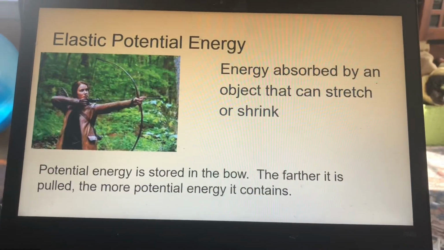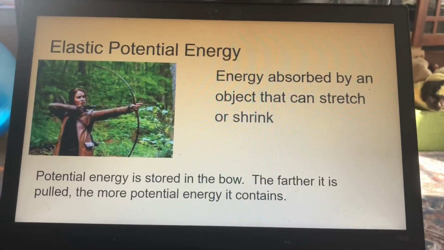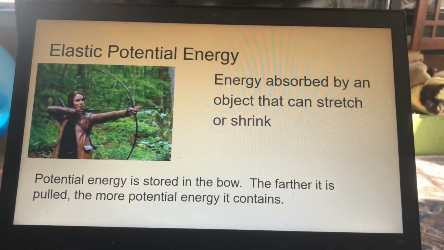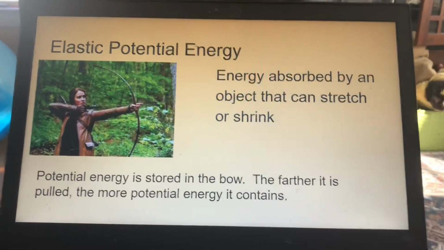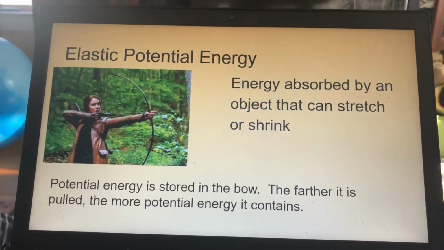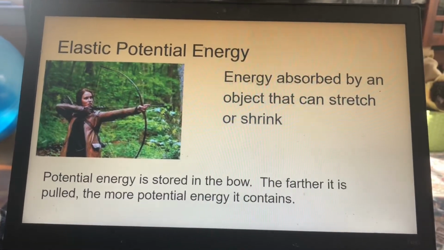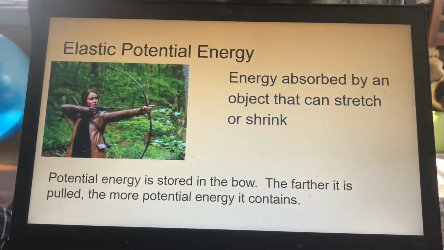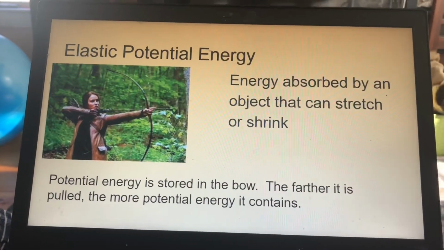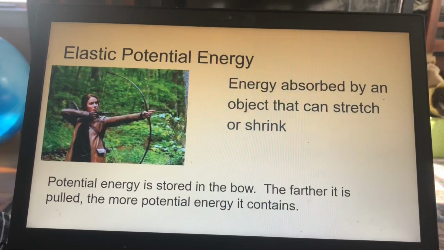Okay, so now here's another kind of potential energy, and we have elastic potential energy. And this is energy absorbed by an object that can stretch or shrink. So Katniss here has her bow, and her bow has elastic potential energy. As she pulls back on the bow to shoot her arrow, she is storing up elastic potential energy because her bow is stretching from her pulling on it.